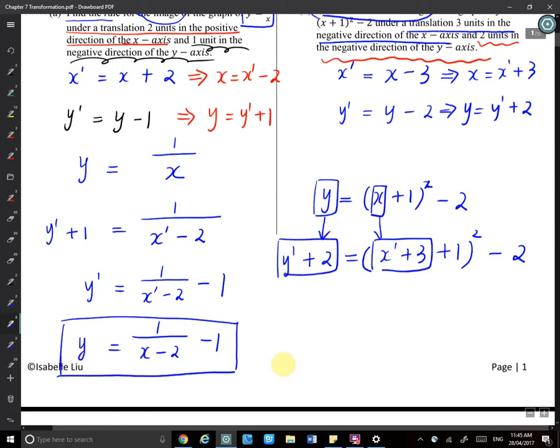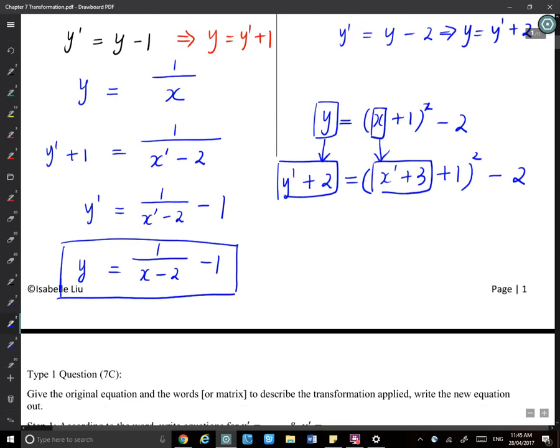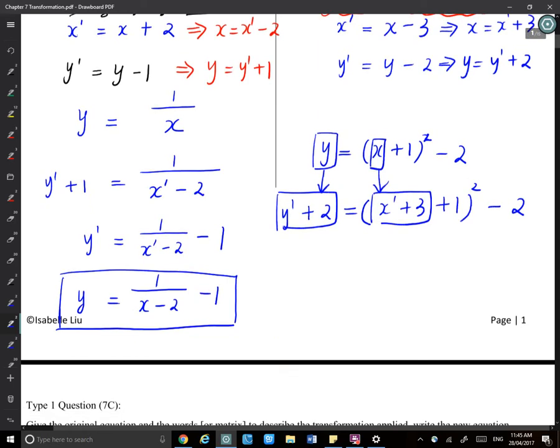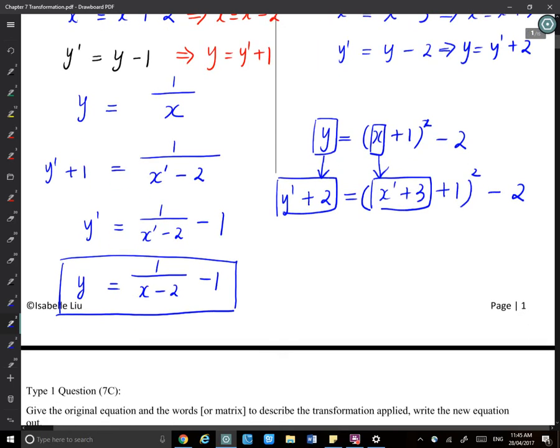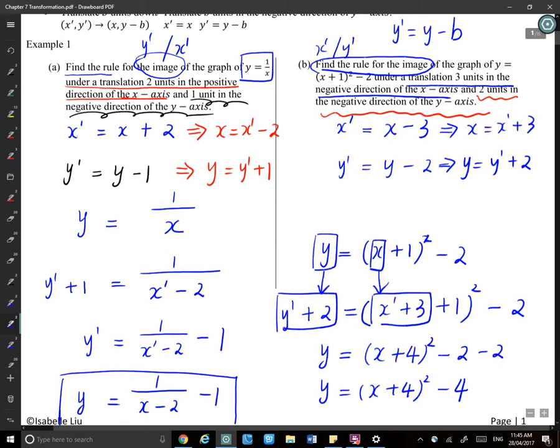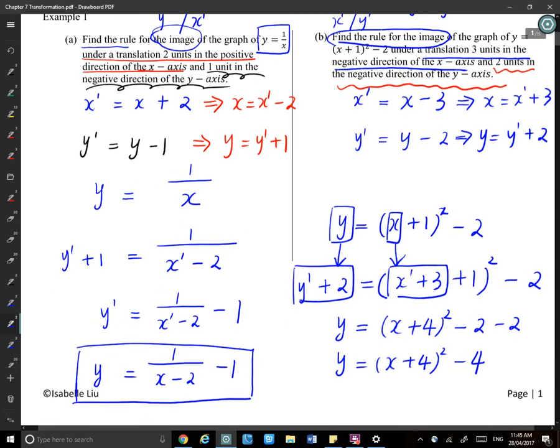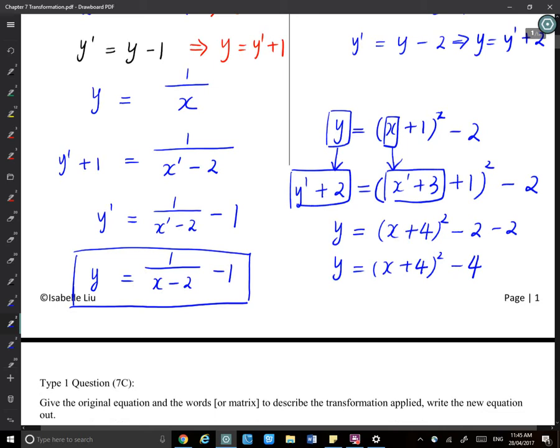How do we replace that? y can be changed to y dash plus 2. x can be changed to x dash plus 3. And then I can take off the dash now. y equals (x plus 4) squared minus 2 and minus another 2. So y equals (x plus 4) squared minus 4. That will be my final answer. That's the equation of the image.